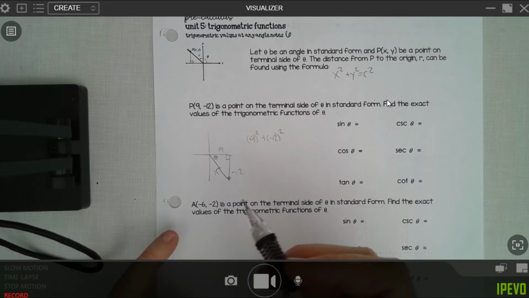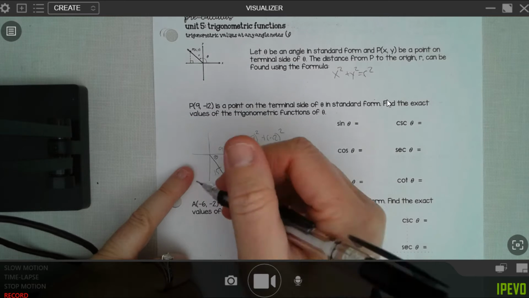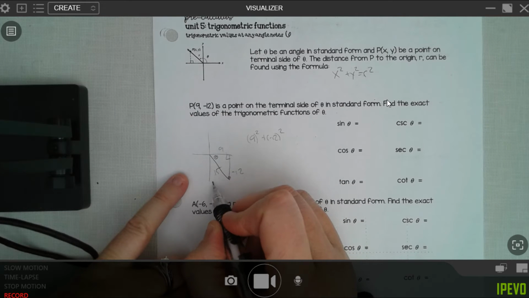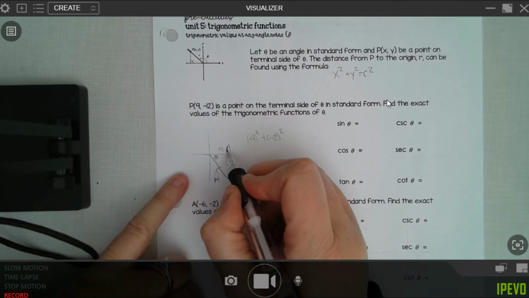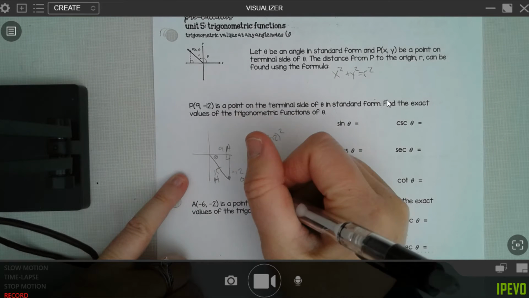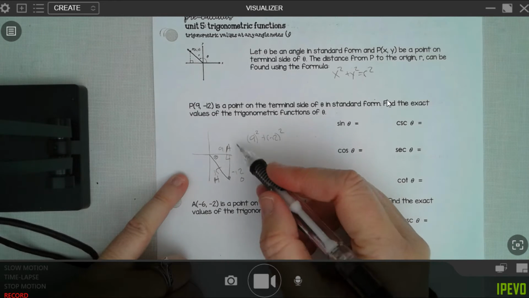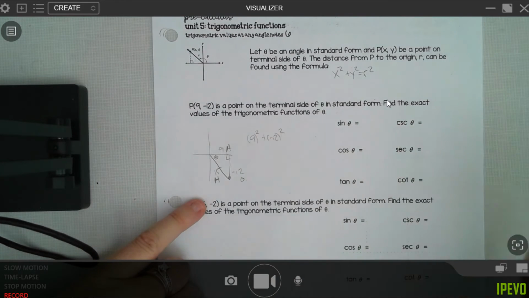So what I also like to do is label. Across from the right angle is always called your hypotenuse. So this right here is the h, your hypotenuse. This right here then has to be adjacent, and this is opposite. So our x value is considered adjacent here, and our y value is considered the opposite. And then the r right here that we found is the 15.